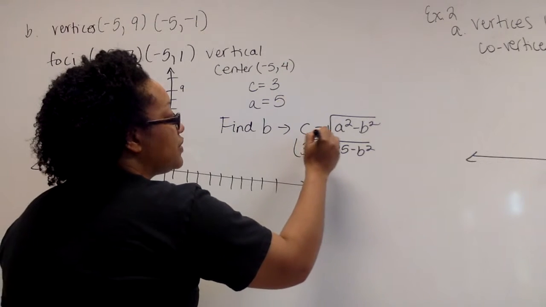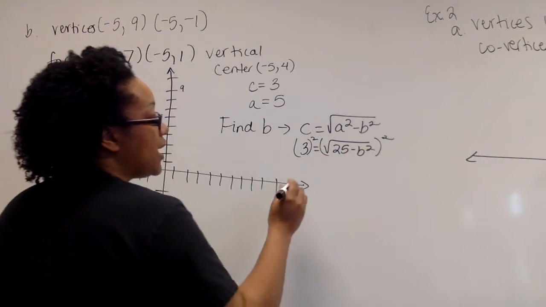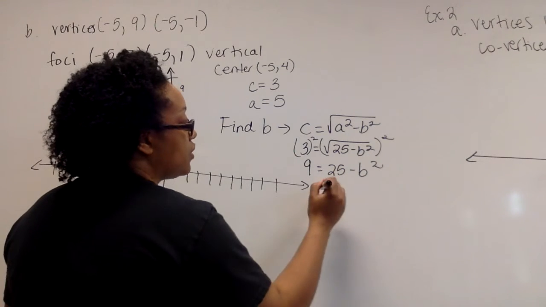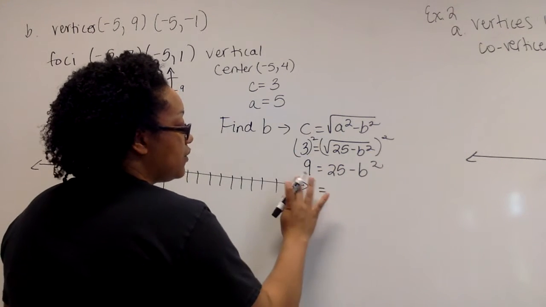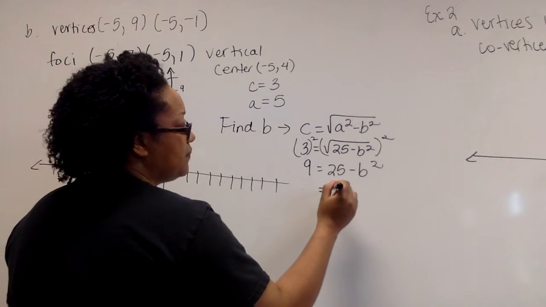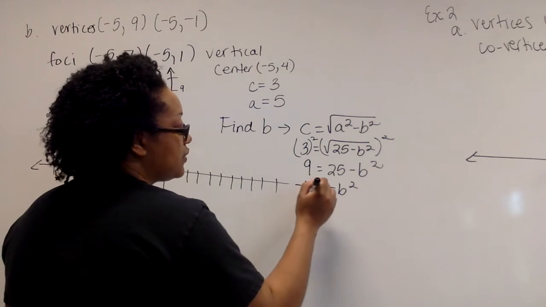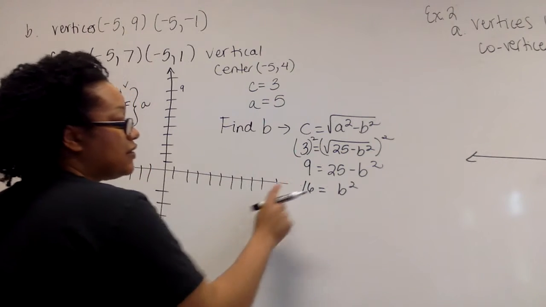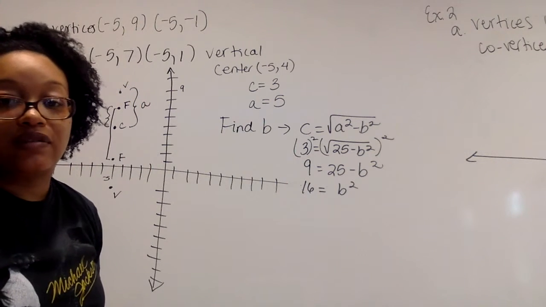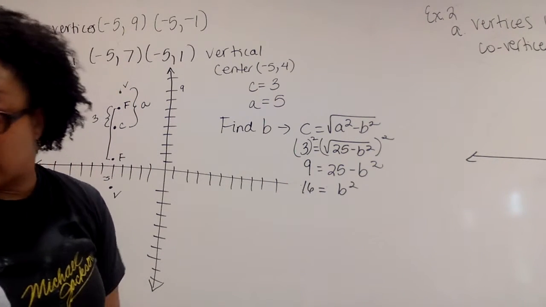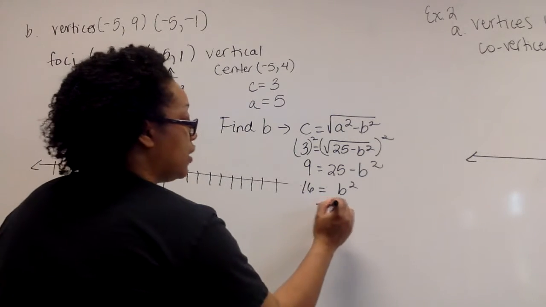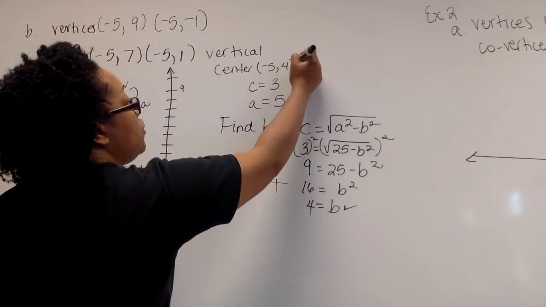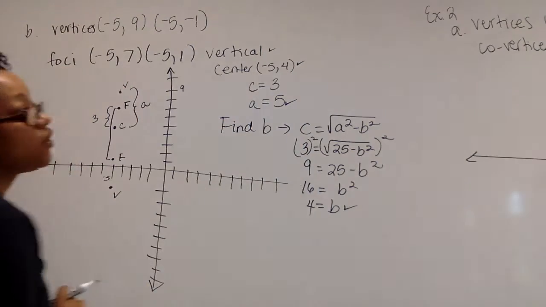I'm going to square both sides to get rid of the radical. So that's 9 is equal to 25 minus b squared. 9 minus 25, I think, is negative 16, but then you would divide both sides. Your b squared is 16. Well, if your b squared is 16, what's your b? Hopefully you said 4. And now you're ready. There's your b. You got your a. You got your center. You know it's a vertical.